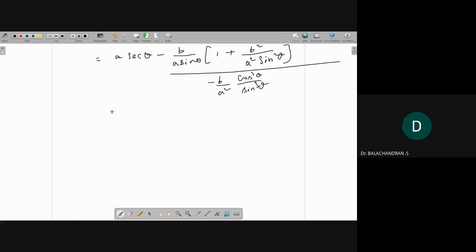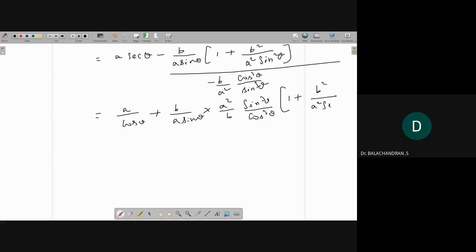So now if you simplify, you can write everything in terms of sine and cos. So a by cos theta plus, b and b get cancelled, otherwise you'll write b by a sine theta into a square by b, the reciprocal of this, a square by b into sine cube theta divided by cos cube theta, 1 plus b square divided by a square into sine square theta.